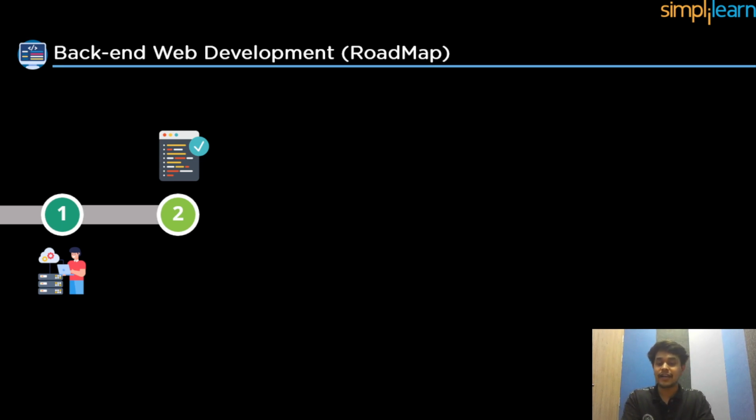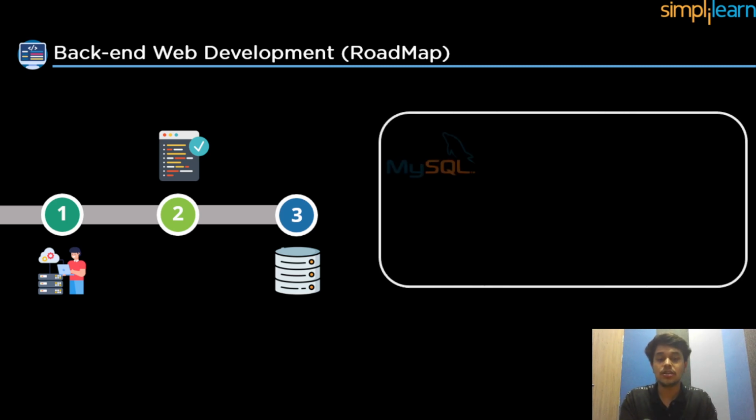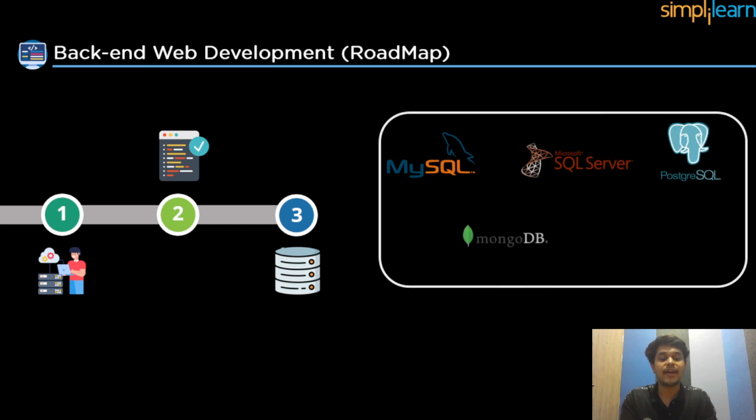To get data from a database, a backend developer writes code that does relational mapping. Among the most popular database management systems are MySQL, SQL Server, PostgreSQL, MongoDB, and Oracle database. So, you must be quite familiar with how they operate.